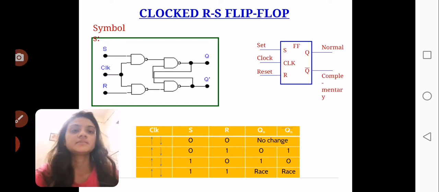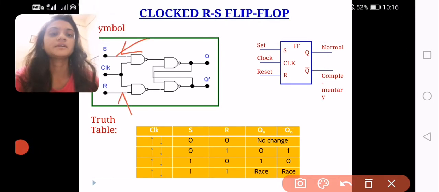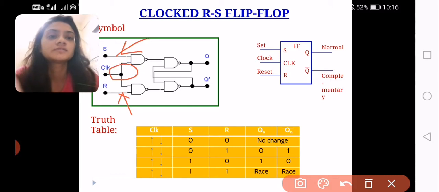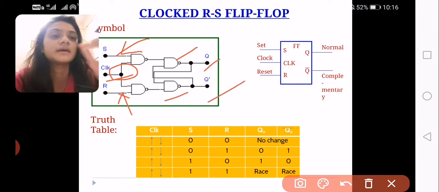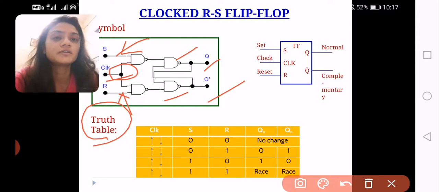So if we take the symbol of SR flip-flop, here you can see one input is S, the second input is R, and each input of both the gates is combined with the clock. Next it is combined with the next two NAND gates, and finally we get Q and Q bar. So here you have to remember the truth table of SR flip-flop for tutorial purposes. In the tutorial we will identify the various problems, and you have to find the solution.